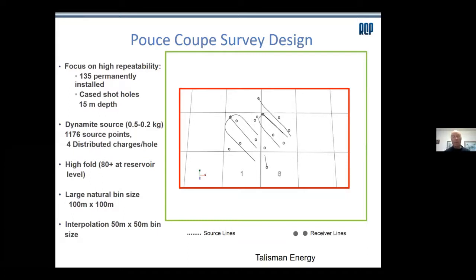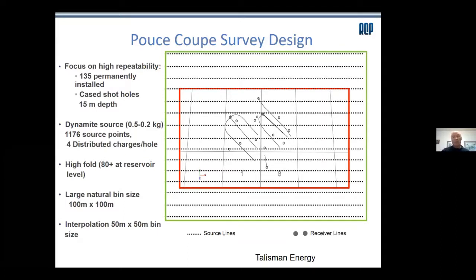And then we used dynamite sources to propagate energy into these arrays on a very short time basis. So in this case, we needed a large number of source points to give us a maximum signal to noise ratio to enhance the signal content. The bin size, since this is a 3D survey, in other words, the shot holes are laid out over a grid, the sources are over a grid. So we're basically sampling a 100 meter bin size in the subsurface at depth.